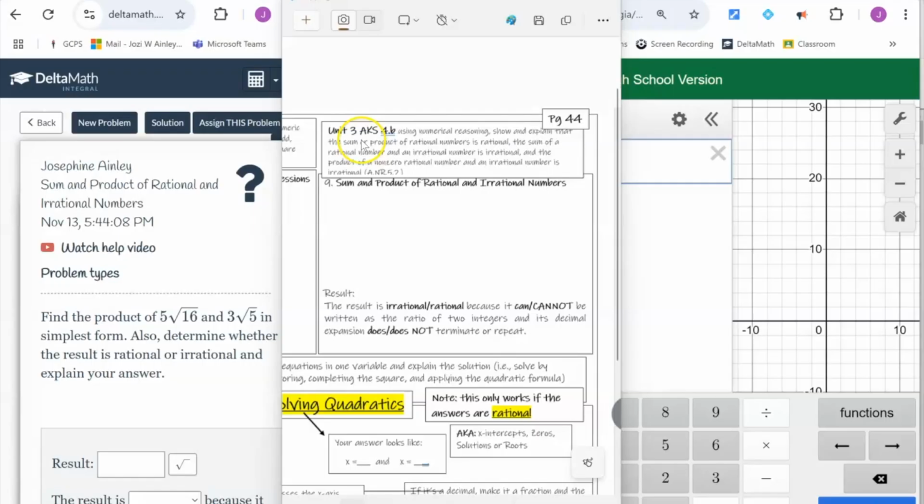All right, let's practice. All right, so we're going to take a look at AKS4B. Again, it's very similar.